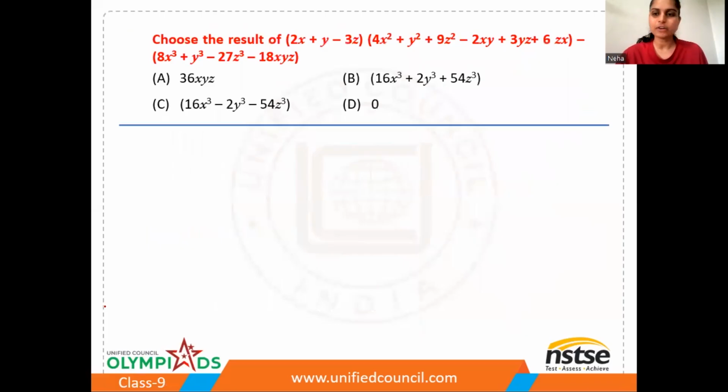Very nice. Now the next one. The next question, dear students, on the screen, is to choose the result of 2x plus y minus 3z into this minus this. Alright. So basically we have an expression which is very big. What I have to do is find the result of this. That means I have to convert it into the simplest form, right? So how can I do this? Alright, let me try to solve this.